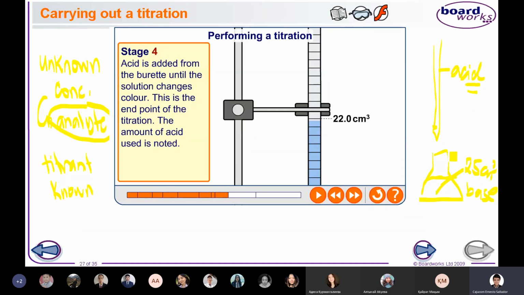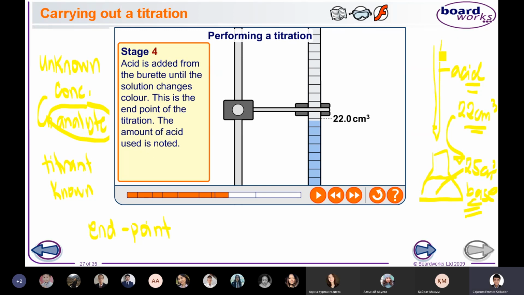That means for the 25 cm cube of base here, to neutralize it and get the end point, how much acid has been used? 22 cm cube basically reacts with this base. Acid is added from the burette until the solution changes color. Look at this. This is the end point of the titration. Remember, in A-level chemistry, when we say end point of the titration, that is the point wherein the solution changes its color. Then the amount of acid used is noted.